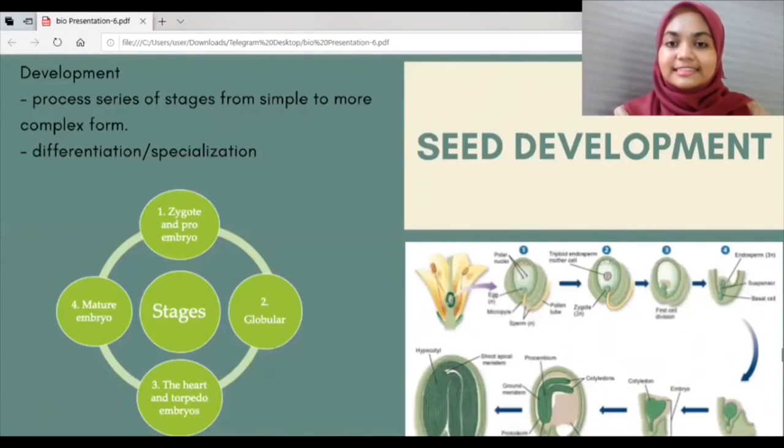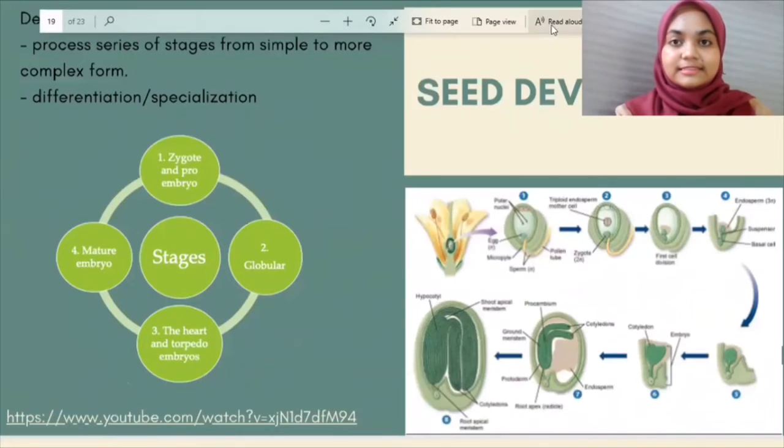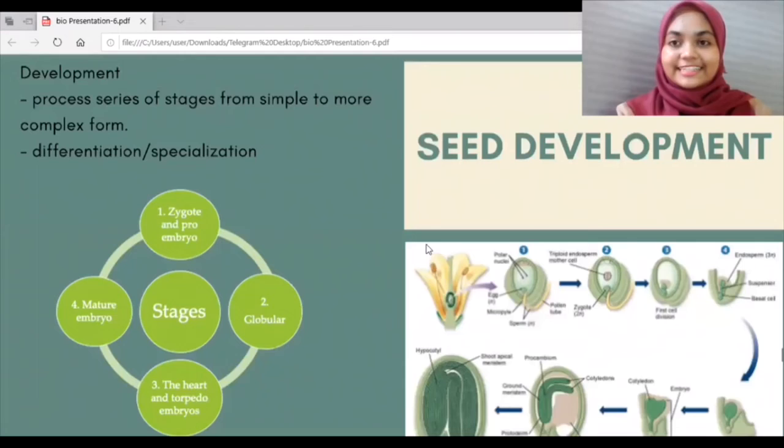Today I will continue to present our last subtopic, which is the seed development. Let me show you the slide. Okay, this is the seed development part. As you all know, this is the seed development.